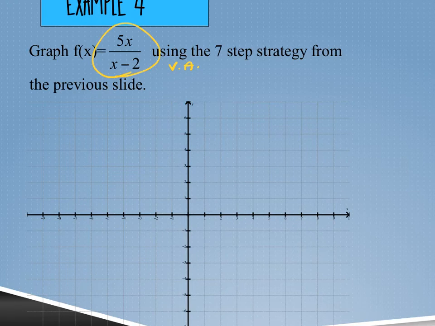No, okay? So vertical asymptote would be what? X equals 2. Then I go horizontal asymptote. Degree in the exponent and degree in the denominator have what relationship? Same, which means leading coefficient. Y equals 5 over 1, which means y equals 5. I'm going to start by graphing those. Vertical asymptote, horizontal asymptote.